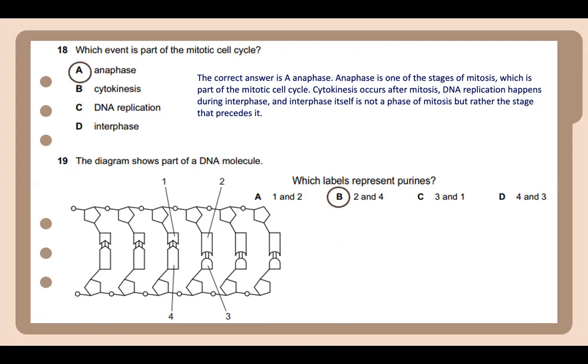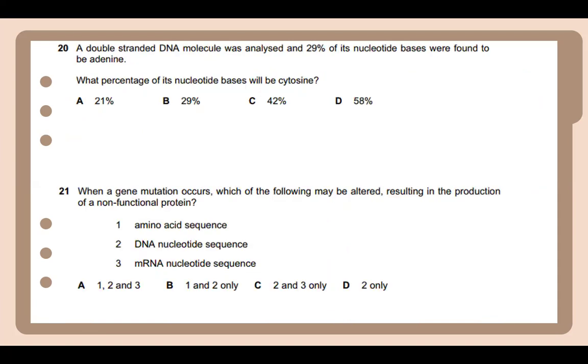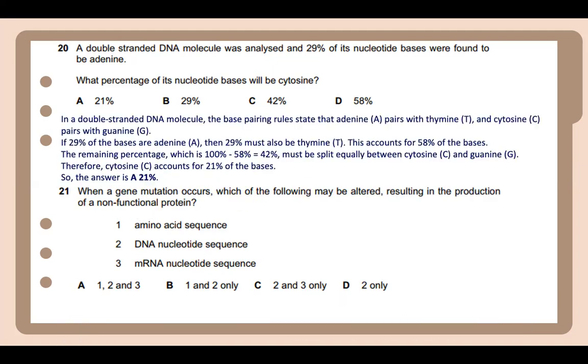The diagram shows part of the DNA molecule. Which labels represent purine? The answer is B. A double-stranded DNA molecule was analyzed, and 29% of its nucleotide bases were found to be adenine. What percentage of its nucleotide bases will be cytosine? In double-stranded DNA, the base pairing rules state that adenine pairs with thymine, and cytosine pairs with guanine. If 29% of the bases are adenine, then another 29% must be thymine, and this accounts for 58% of the bases. The remaining percentage, 100 minus 58, gives 42%, which must be split equally between cytosine and guanine. Therefore, cytosine accounts for 21% of the bases.